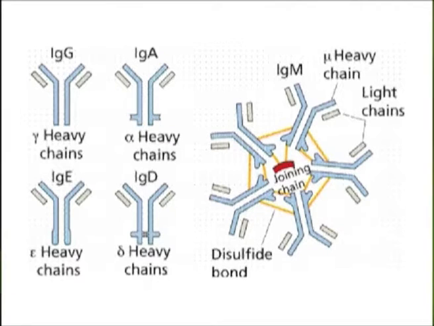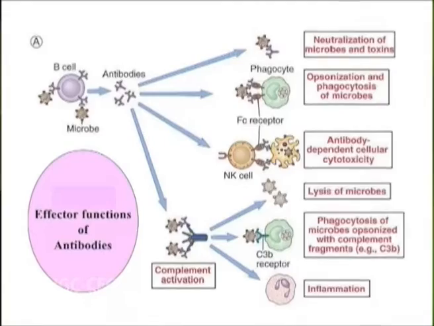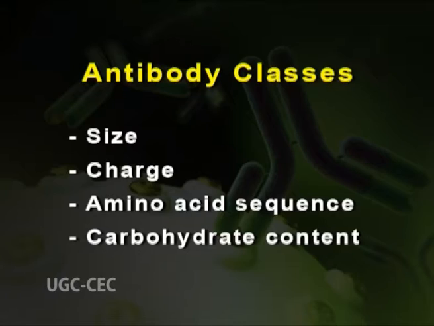Antibody classes. The antibodies produced in our body are of 5 types, also known as isotypes, depending on the type of heavy chains they possess. These heavy chains differ in the sequence of their amino acids. The kind of effector functions they perform also depends on the heavy chain structures. These antibody classes differ on the basis of size, charge, amino acid sequence, and carbohydrate content.